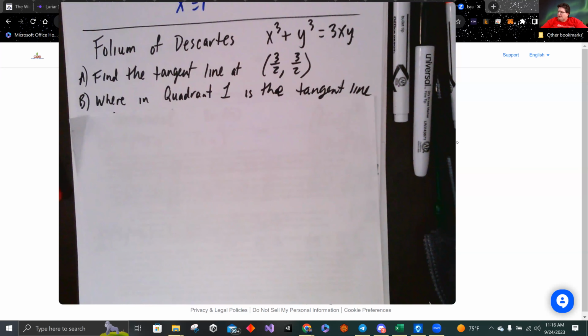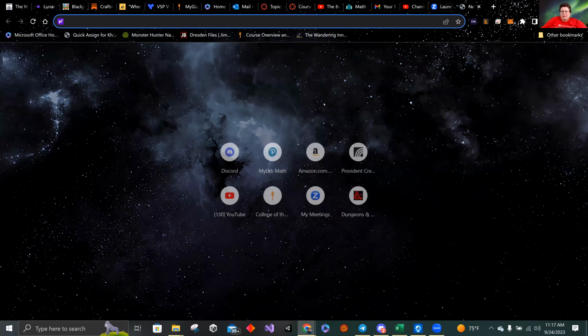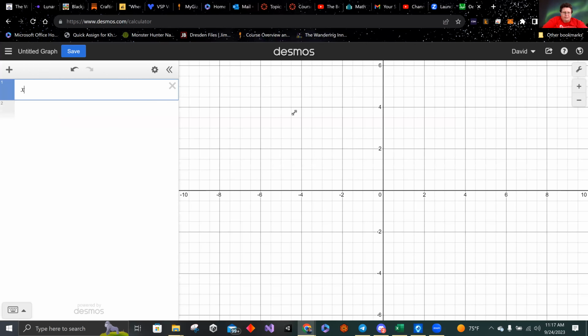Our next problem that we're going to work on with implicit differentiation is the Folium of Descartes. It is x cubed plus y cubed equals 3xy. We will find the tangent line at 3 halves, 3 halves. We can come look at what the folium looks like real quick. I think it's worth seeing.